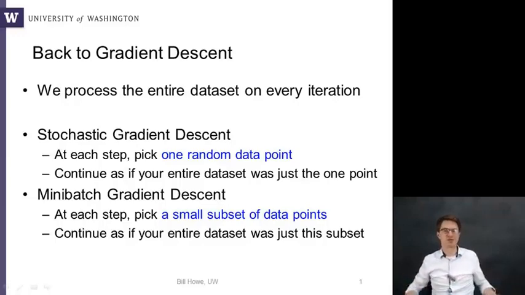And so a compromise between these two extremes, using the entire data set and using just a single value, is what some call mini-batch gradient descent, where at each step you pick a small subset of points as opposed to just a single point, or as opposed to using the entire data set, and then you continue on as if that subset was your training data set.